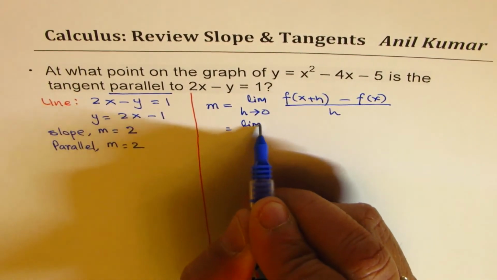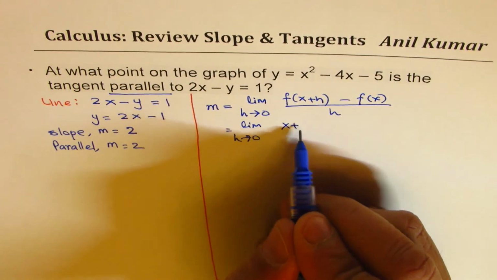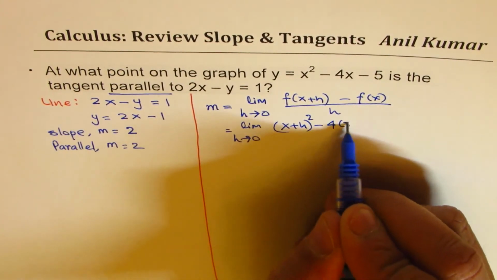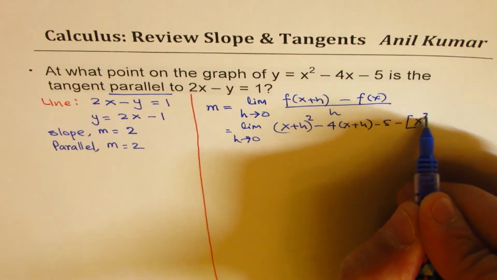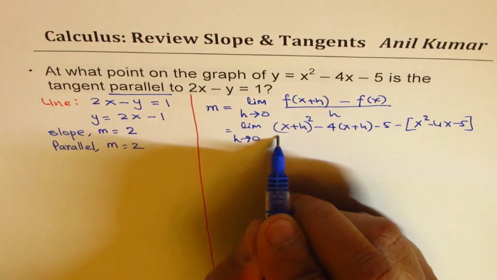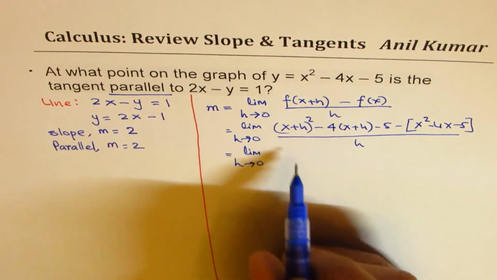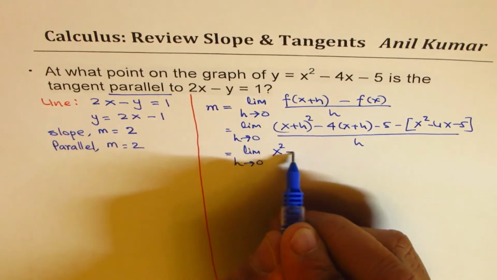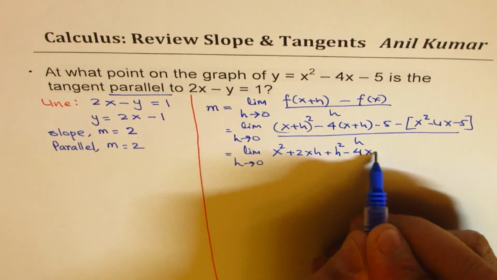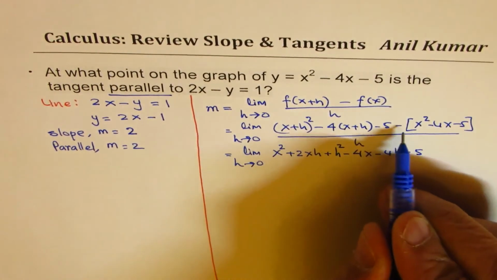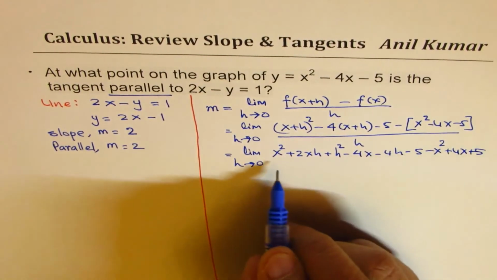So let's expand. We have limit h approaches 0. Replace x with x plus h. So you get (x plus h) whole squared minus 4 times (x plus h) minus 5, minus f(x), which is x squared minus 4x minus 5, over h, correct? So you can write this as limit h approaches 0. Let's expand this now. It is x squared plus 2xh plus h squared. Open this bracket, minus 4x minus 4h minus 5, all this minus x squared, that becomes plus 4x plus 5, over h.